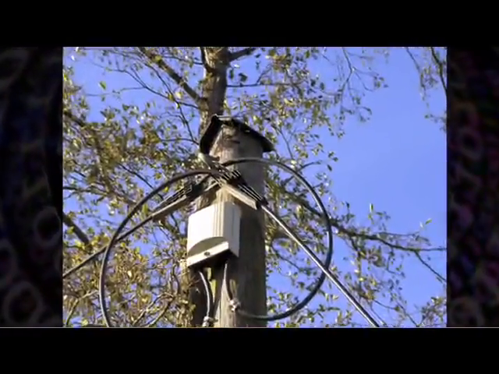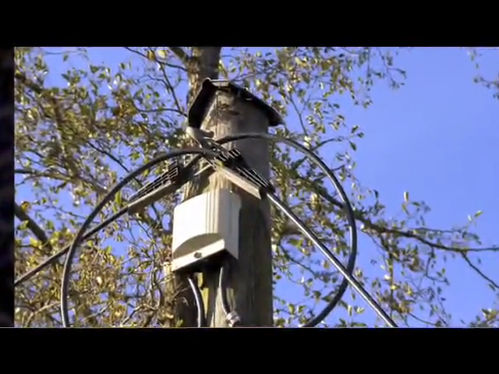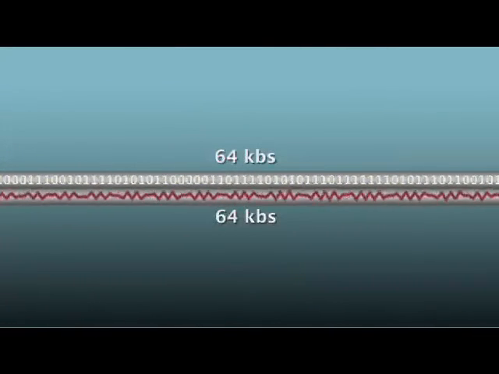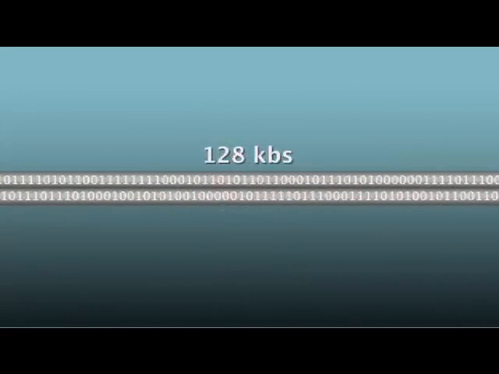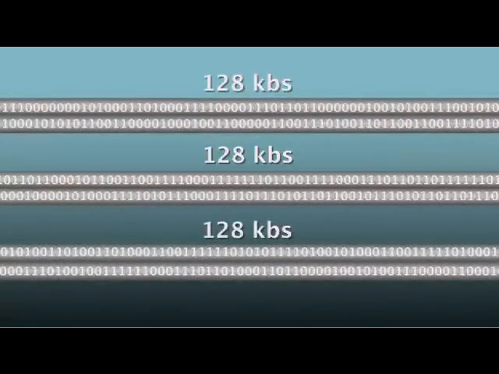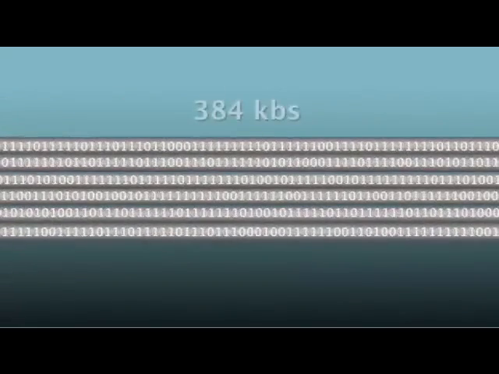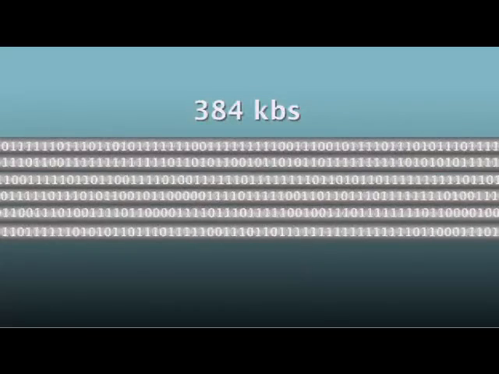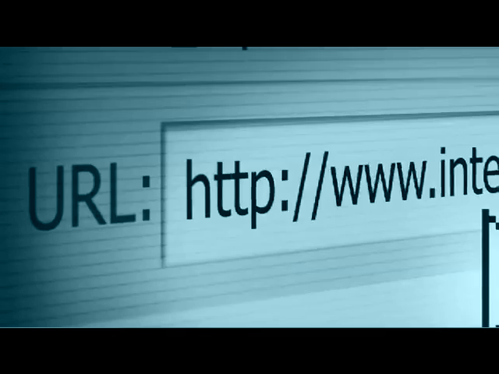ISDN uses phone lines, but transmits data digitally over these lines. Each phone line is made up of 2 channels transmitting at 64 kbs each. One channel can be used for voice and one for data, or both channels can be used for data, increasing the bandwidth to 128 kbs. To obtain connection speeds high enough for telemedicine, multiple phone lines are bonded together. 3 phone lines bonded together can produce bandwidth equal to the 384 kbs required for telemedicine.